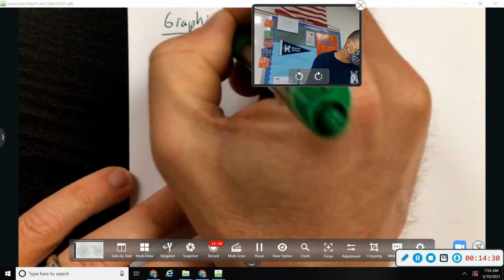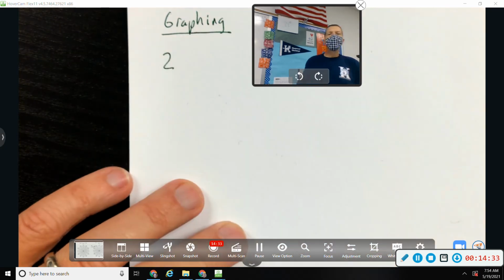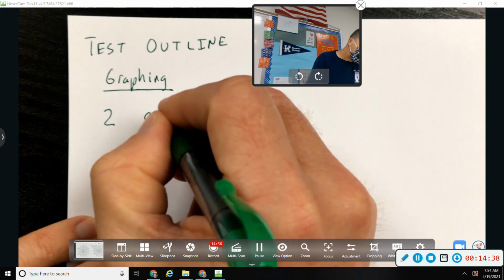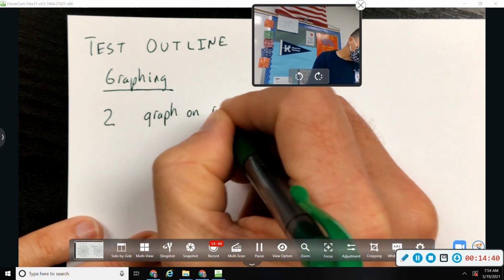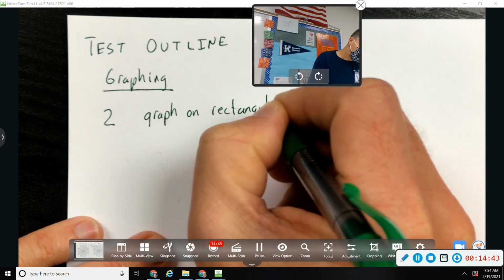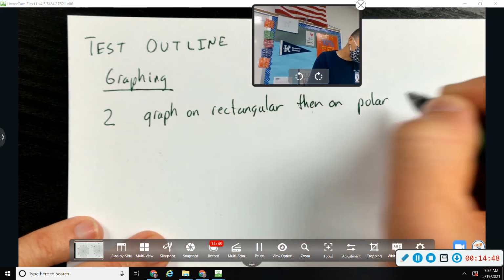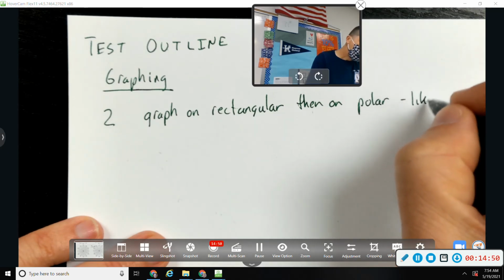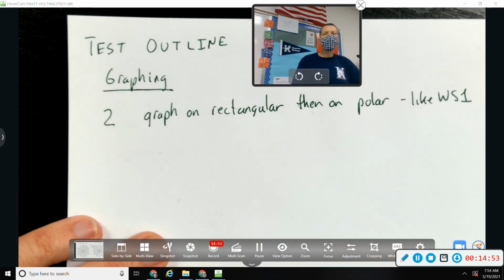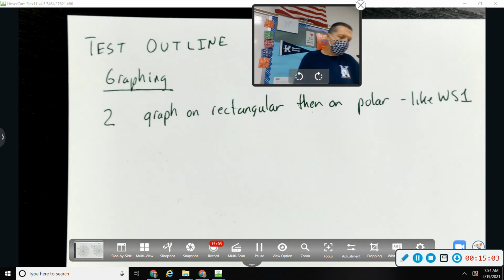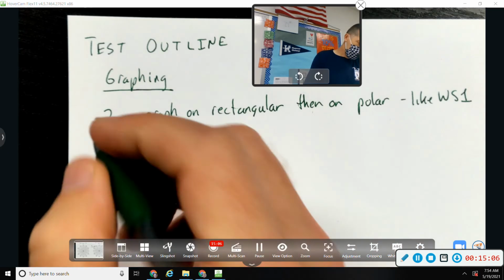All right, well the test is all graphing, but there's a little bit different format of the problems. There are 2 where we want you to graph on rectangular, then on polar. That was like worksheet 1, where you graph it the old way and then use the old way to help you graph it the new way. But you also know more information now, so you can use your knowledge to help you with the polar graph.